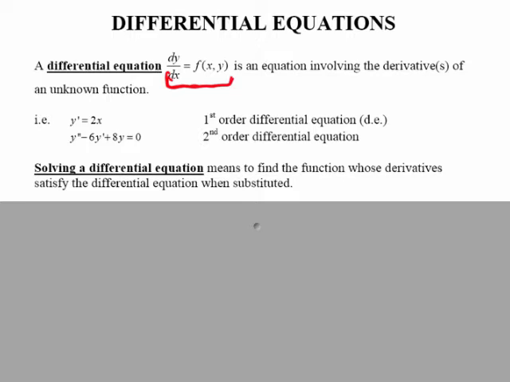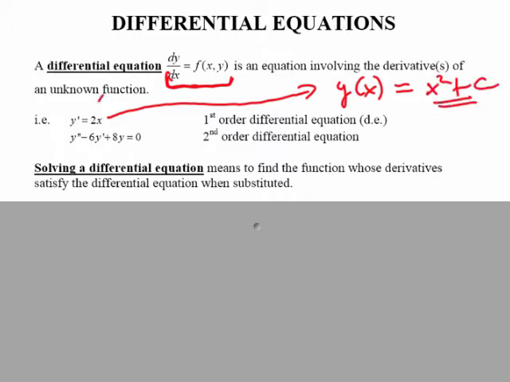In my first one, I have the first derivative equaling 2x. And so to solve that, what that means is that we want to find a function, y of x, so that the derivative of this function is equal to 2x. Well, that's a pretty straightforward one because through simple antidifferentiation, we know that x squared plus any constant, the derivative of this will in fact be 2x, and so that would satisfy that original differential equation.